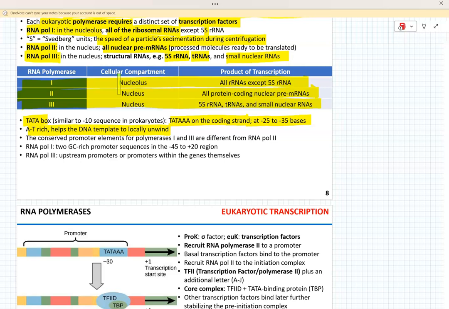Now, the promoters for RNA polymerase 2 are usually pretty similar, but all promoters for RNA polymerase 2 are different from the promoters for polymerases 1 and 3. RNA polymerase 1, for instance, has two GC-rich promoter sequences in the -45 to +20 regions. RNA polymerase 3, on the other hand, contains promoters that are upstream of the initiation site, or sometimes promoters are located in the genes themselves.